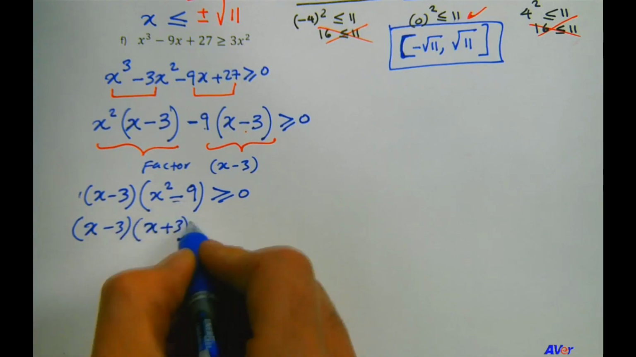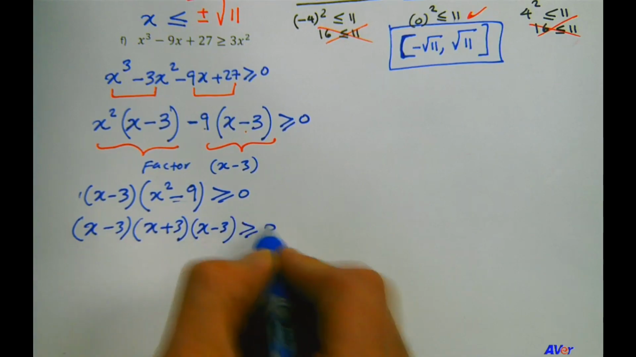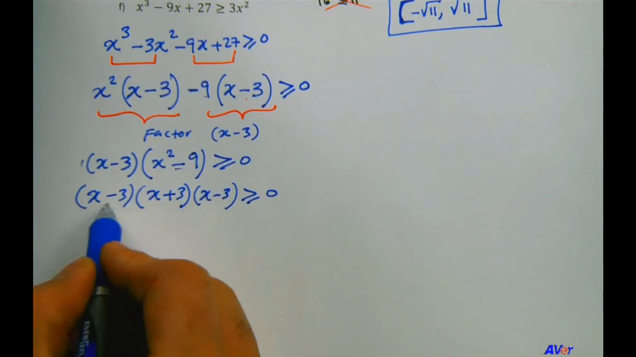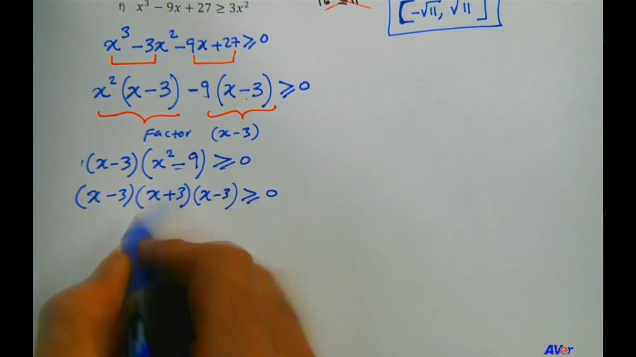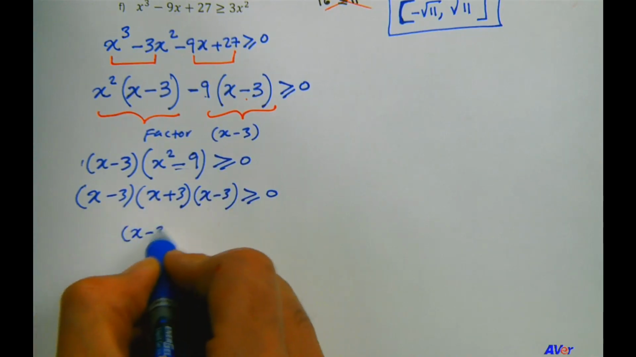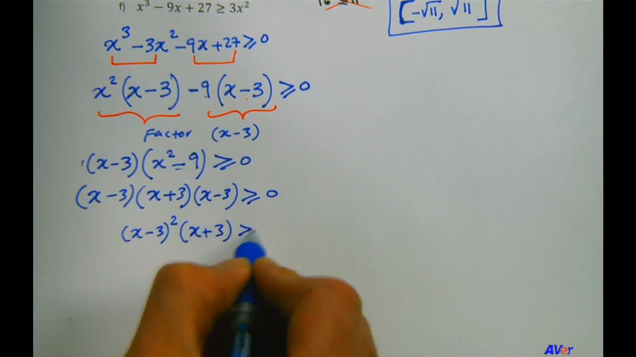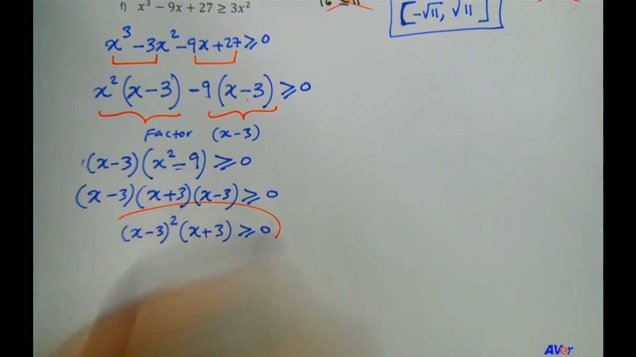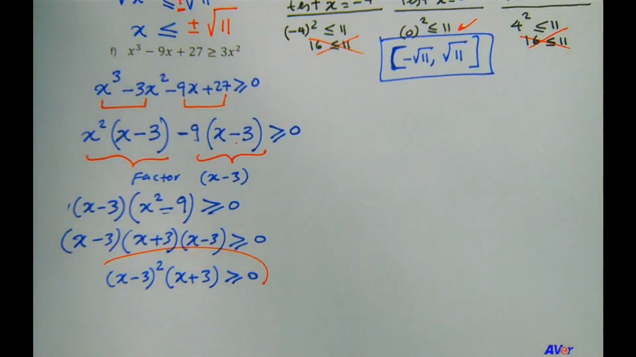This one becomes x plus 3 times x minus 3 greater than or equal to 0. Aha! So now we have x minus 3 and x minus 3. Let's combine those two because they're really the same factors. So we have x minus 3 squared times x plus 3 greater than or equal to 0. So this is our result after manipulating this polynomial inequality so far.